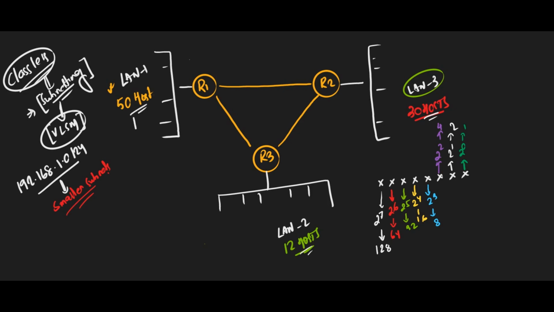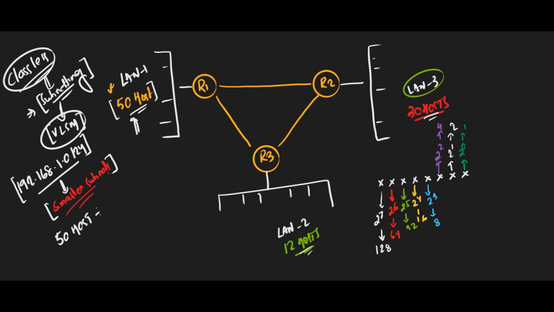So always we start with the highest number of hosts. We know that this is our network, the big network. We want to break this into smaller ones. First we will do it with 50 hosts. For the 50 hosts, what will be the smaller network?